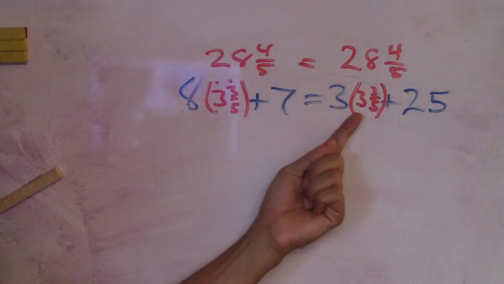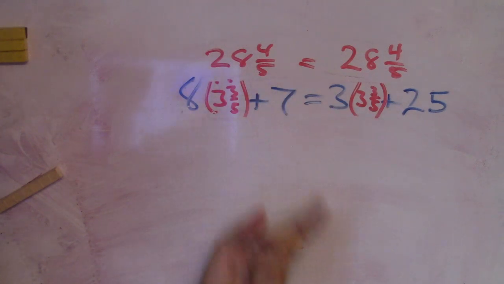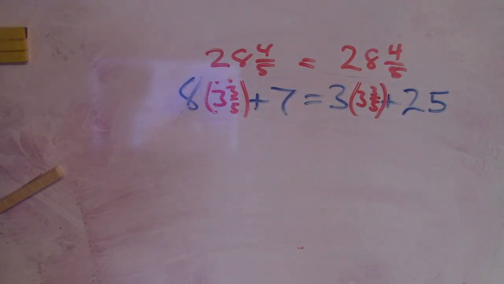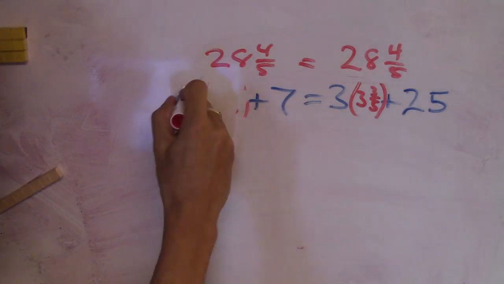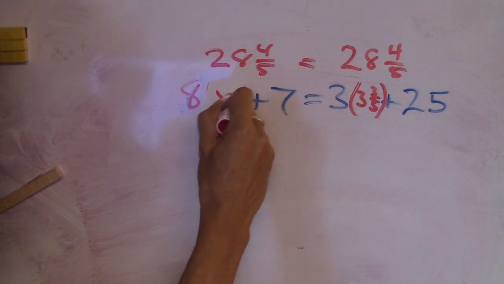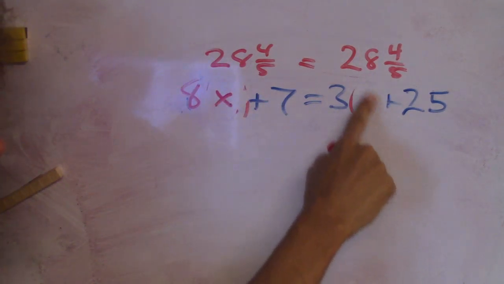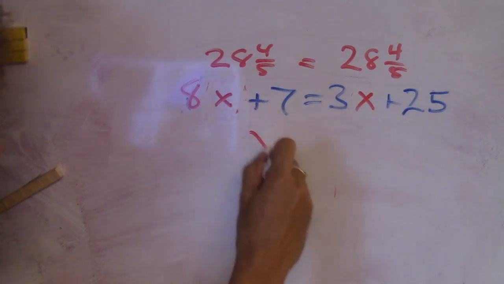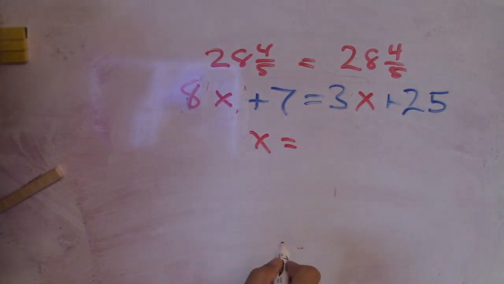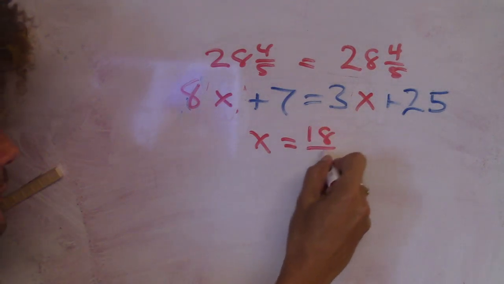Three times three, it's already 9, that's going to be way more than 28. What did we do wrong? What was our answer? What was x supposed to be? X for what? The problem that we just solved, this. Oh, x was 18 divided by 5, and then it was 3.6.